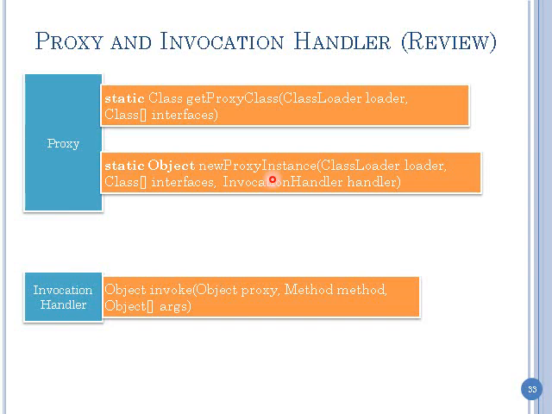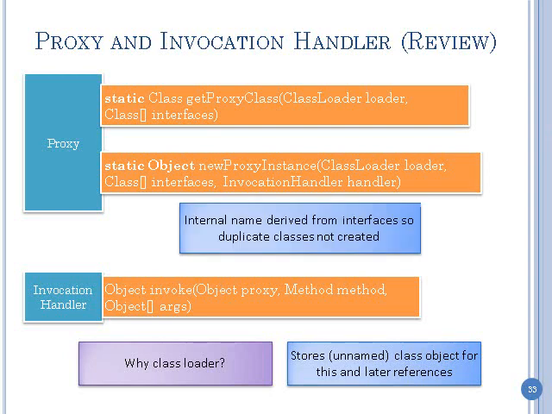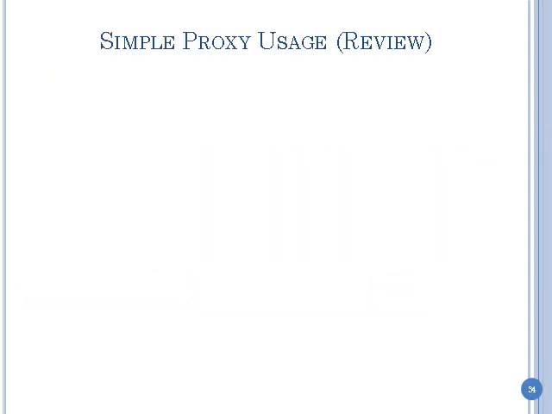and maybe you don't even give it a name. Okay? And you just have this class loader map the interfaces to the class object. Okay, so that's why you need a class object. Why class loader? It stores unnamed class objects for this and later references. Okay. So that's the basic idea, and now this invocation handler can do caching, redirection, translation from one version to the other. I mean, you can do all kinds of fun things. I mean, when I saw this, I said, well, I'm going to use this a lot now.